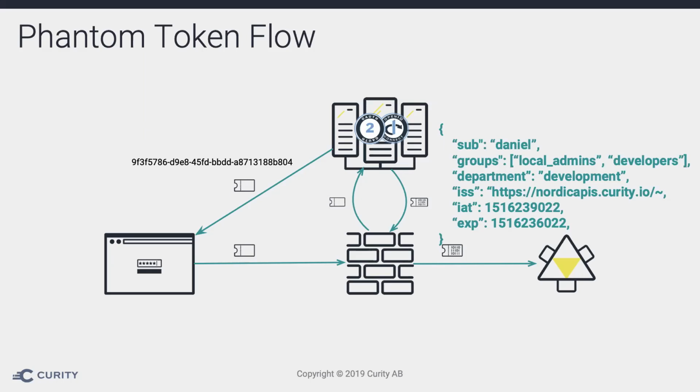Also, a benefit of having the API gateway in the middle is that it can, for the duration of the token, cache the relationship between the opaque token and the by-value token. So it makes for a much less chatty protocol.